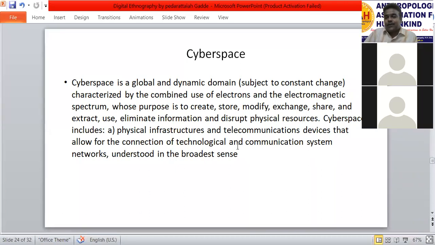Cyberspace. Cyberspace is a global and dynamic domain subject to constant change, characterized by the combined use of electrons and the electromagnetic spectrum, whose purpose is to create, store, modify, exchange, share, extract, use, eliminate information, and disrupt physical resources. Cyberspace includes physical infrastructures and telecommunications devices that allow for the connection of technological and communication system networks, and is understood in the broad sense.